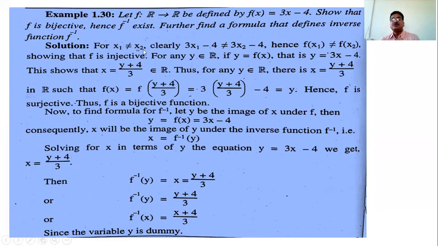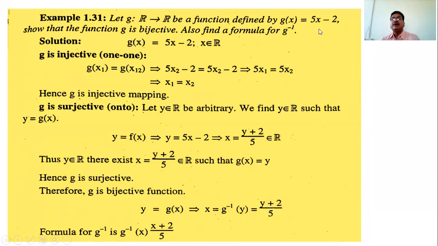That is, take x1 and x2 not equal, then write 5x1 is not equal to 5x2, then 5x1 minus 2 is not equal to 5x2 minus 2, and therefore g(x1) is not equal to g(x2). So write the proof of the injective part, then the surjective part.